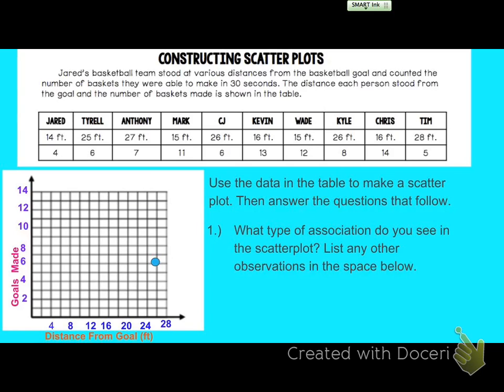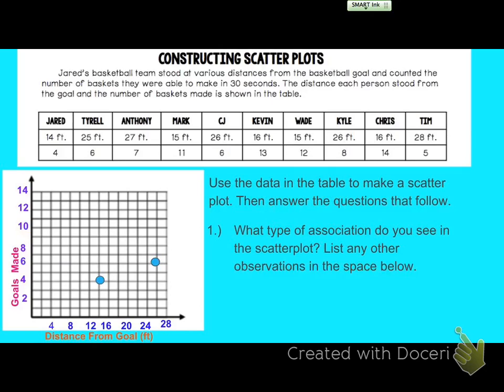When I graph, my first point is at 14 and 4. So I'm going to come over here, between the 12 and 16 is 14. And then I'm going to go up to 4 on my graph, and I'm going to plot a point. Okay? So my second one is 25 and 6. I'm going to come over here to 25, which is going to be between the line between 24 and 28, which is 26. So 25 is going to be smack dab in the center, and we have 6 baskets.